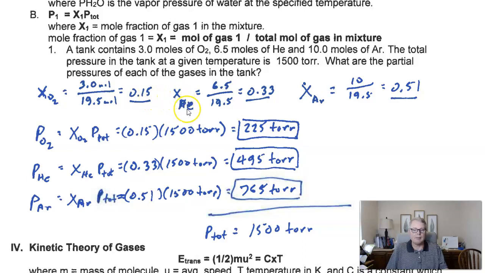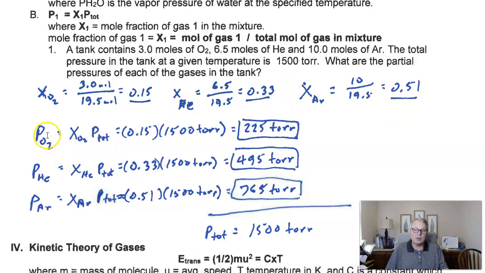All right, how about the helium? Well, I know I've got 6.5 moles of helium over my total of 19.5 moles. So the mole fraction there is 0.33. All right, argon, 10 moles of argon over 19.5, 0.51. Notice your mole fractions will be anywhere between 0 and 1, just like your percentages are between 0 and 100. See, you're not multiplying by 100 here. That's what makes it a mole fraction instead of a mole percent.